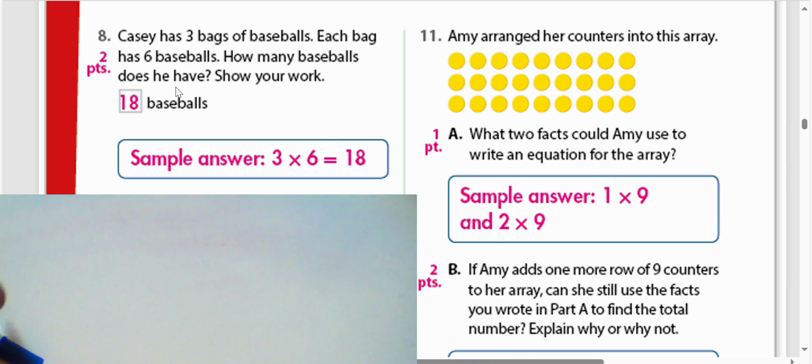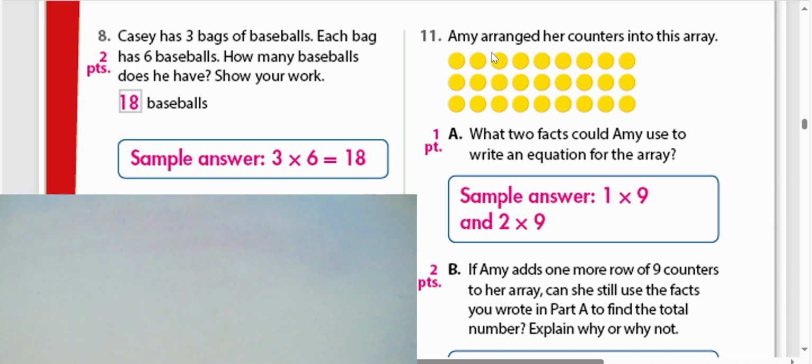Jesse has 3 bags of baseballs. Each bag has 6 baseballs. How many baseballs does he have? Show your work. The simple answer here: 3 times 6 equals 18. We can multiply between two numbers, 3 times 6.